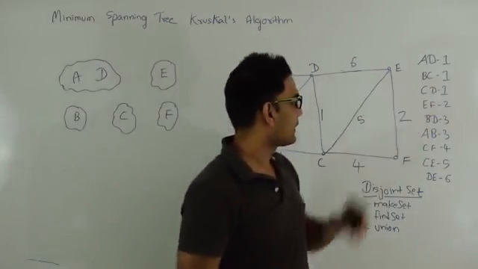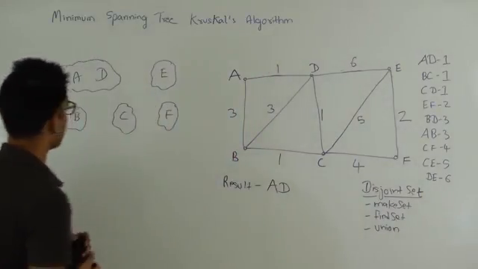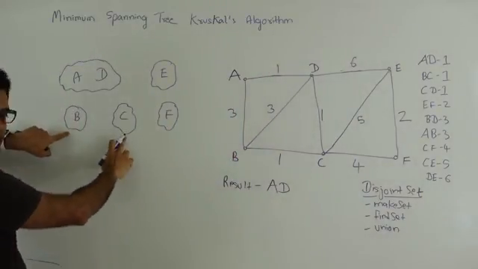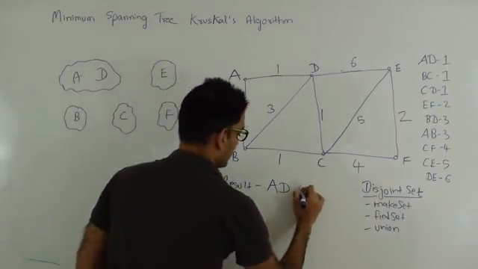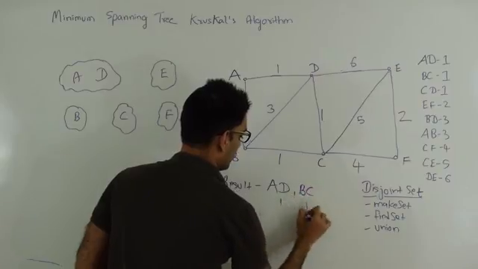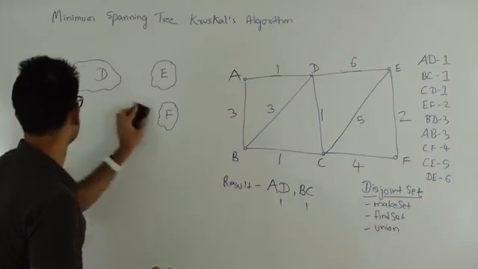Then we are going to pick the next edge BC. So first we are going to check B and C again are in 2 different disjoint sets. So B and C is also going to be in the final result. And we are going to merge B and C using the union operation of disjoint set.